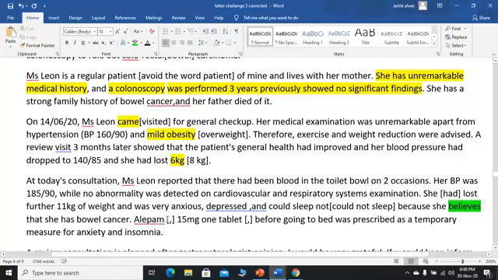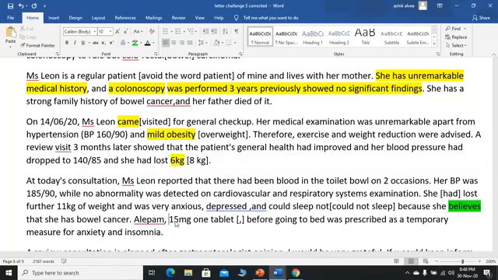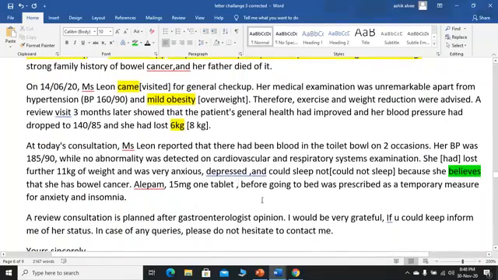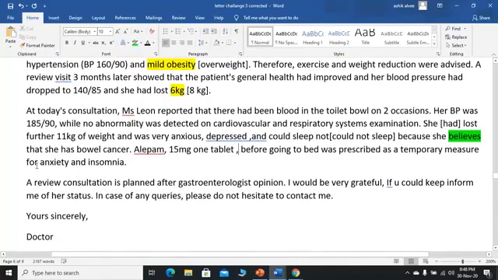Elepam, comma is missing, comma 15 milligram 1 tablet, comma. So this should be like this. We have already discussed how to use punctuation when writing doses. Going to bed was prescribed as a temporary measure for anxiety and insomnia. A review consultation is planned after gastroenterologist opinion. And Nebostobius is missing.